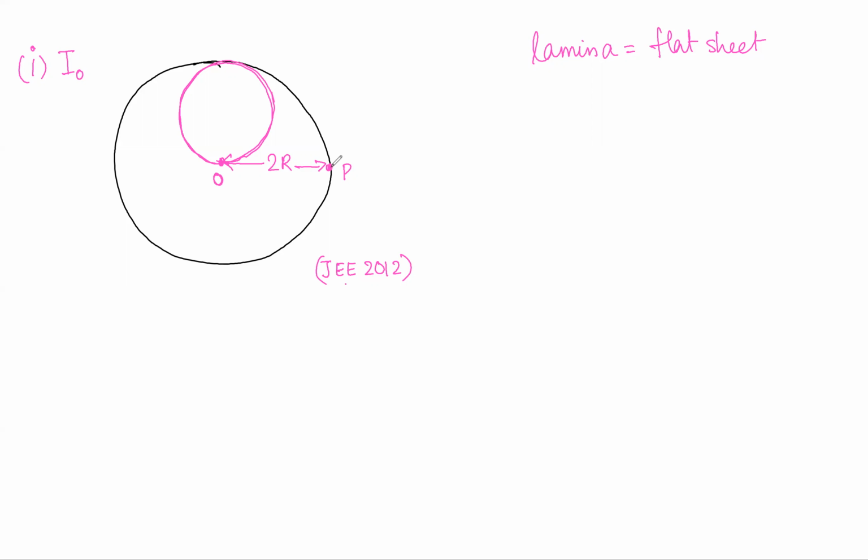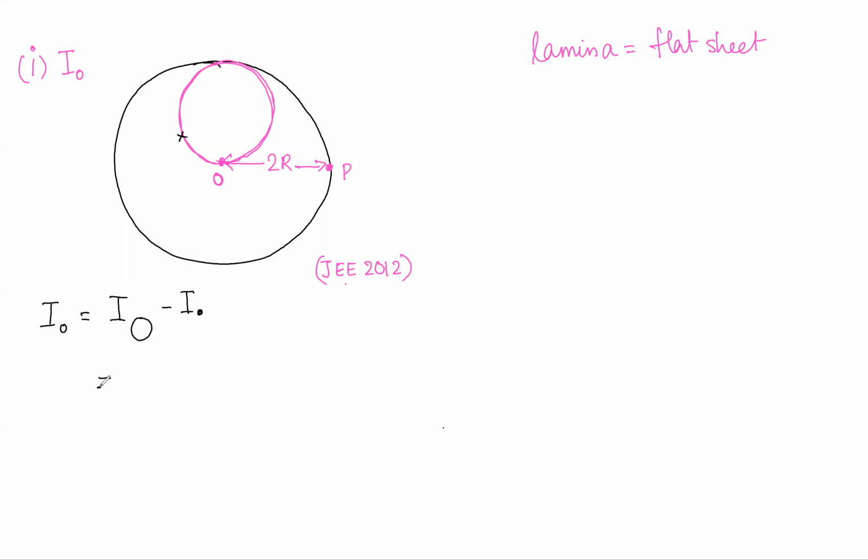IO is the moment of inertia of the bigger disk minus the moment of inertia of the smaller disk, because you are cutting this part out. You are removing this part. So you will write IO, the moment of inertia of my object is now equal to the moment of inertia of my big disk minus the moment of inertia of the small part that I'm cutting and removing.